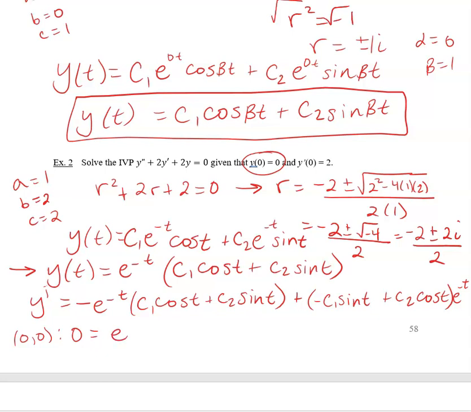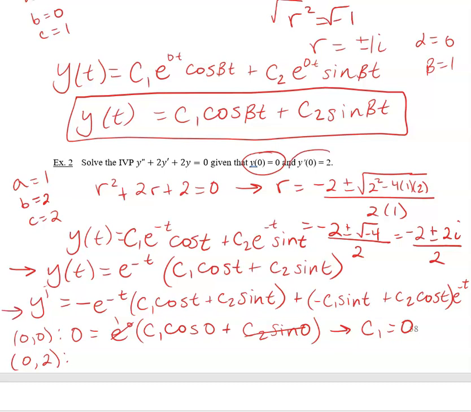0 is equal to e to the 0 power times C1 cosine of 0 plus C2 sine of 0. Sine of 0, of course, is 0, so that goes away. E to the 0, of course, is 1. Cosine of 0 is 1, so what does that mean? That means that C1 is equal to 0. Now I have C1, I can find C2 by substituting that into the first derivative equation.